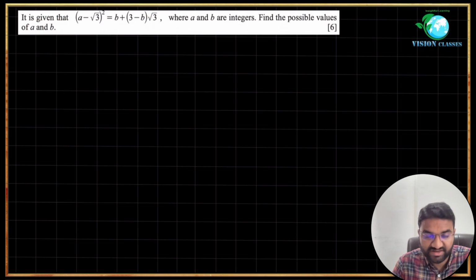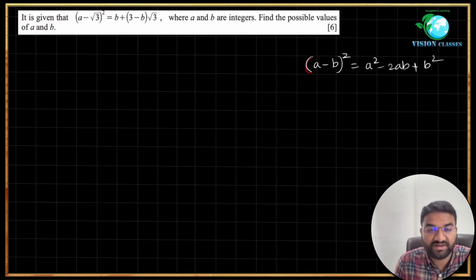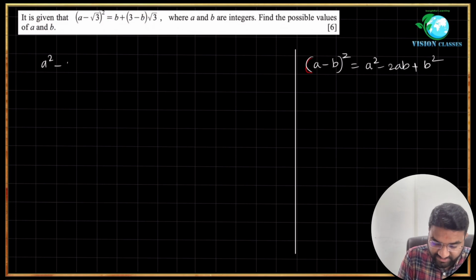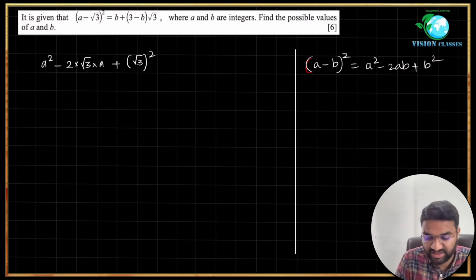So on the left hand side you have (a minus root 3) squared. You can expand it using our basic formula, (a minus b) squared is a squared minus 2ab plus b squared, isn't it? So you can use this to expand the left hand side, that is a squared minus 2 times root 3 times a plus (root 3) squared. This is just a basic expansion, which is equal to b plus (3 minus b) root 3.